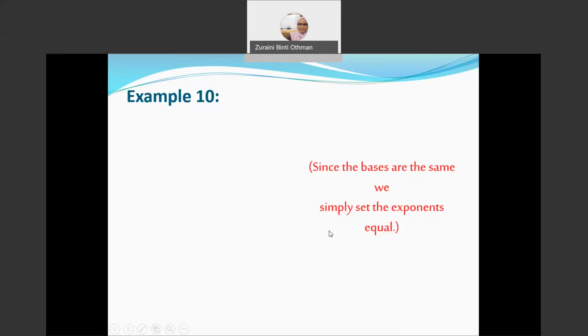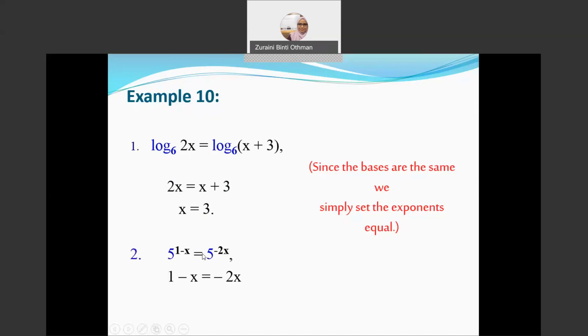Okay, so now how can we solve this equation? Okay, kiri kanan sama log 6. So kita ambil yang hitam ni saja. 2x sama juga dengan x campur 3. Then we solve for x. So we'll get x sama juga dengan 3. For this equation, we have the base sama 5, 5. So we take the black term only. So we solve for x, we get x sama juga dengan negatif 1.